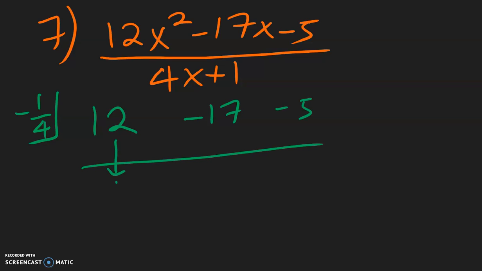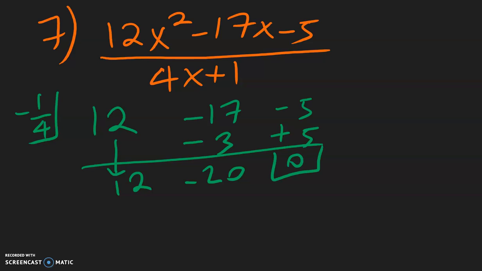Copy down the 12. Now let's multiply. Positive 12 times a negative 1 over 4, that will be a negative. So 12 times 1 is 12 divided by 4, that's a 3. Or you can divide first. You can go 12 divided by 4, which is 3, times 1. That's still 3. Negative 17 minus 3 is negative 20. Negative times a negative is a positive. Then 20 divided by 4 is 5. 5 times 1 on the top, that's a 5. So we have no remainder.